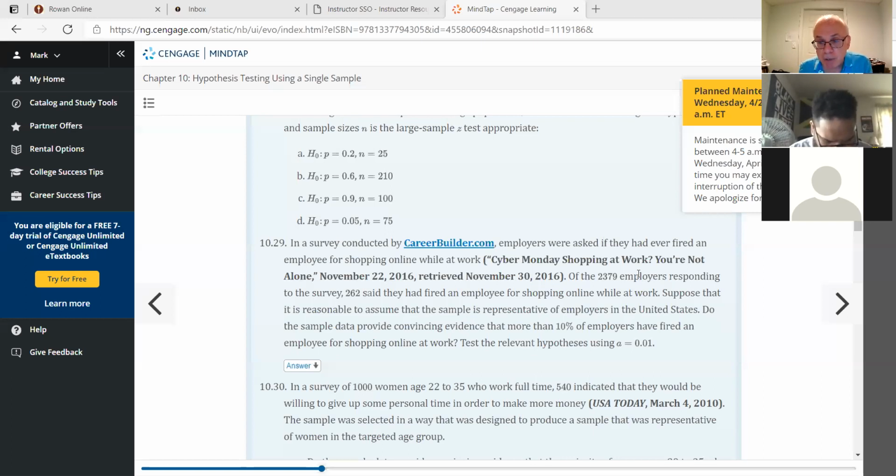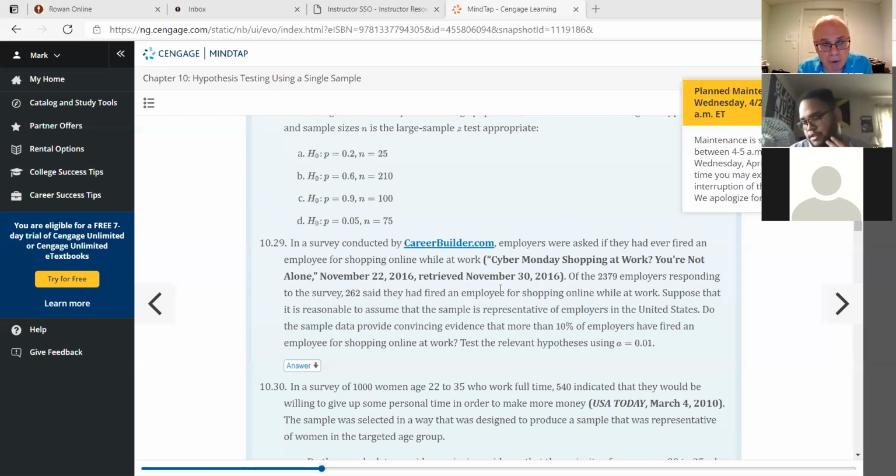When you're trying to find a proportion or percentage of something, you take the smaller number, put it in the numerator, and the bigger number in the denominator. 262 out of how many? 2379. I don't want to keep repeating this, but I know students mess this up right here. I've seen it before. So please don't make that type of mistake, because if you do, you can really mess up the null and alternative hypothesis.